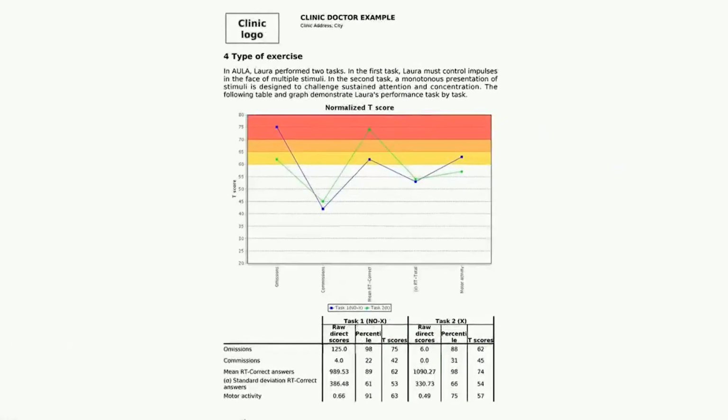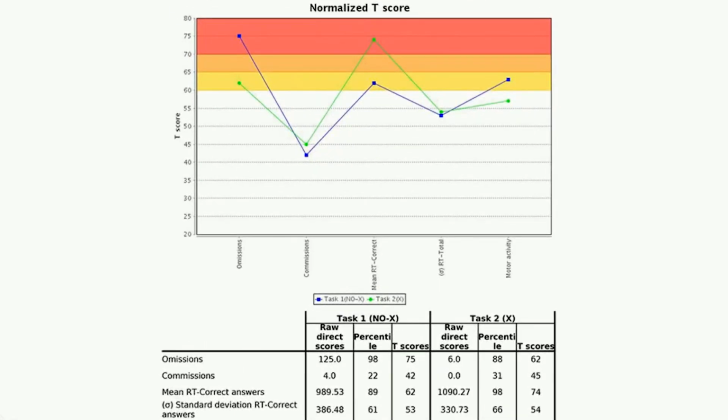On the next page, there is the comparison of the execution for the various variables between Task 1, X, No, and Task 2, X. We must keep in mind that Task 1 requires a high response rate, which is why avoiding making commission mistakes is very difficult for children with impulsiveness problems. And since Task 2 requires a low response rate, which means that omission mistakes can be a major challenge for children who have difficulty sustaining attention.